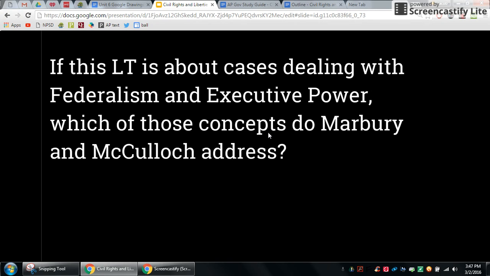One of these cases, the Marbury case and the McCulloch case, addresses both federalism and executive power. The other one only addresses federalism. You decide which is which. Think that through, come up with that answer in your head, talk to your neighbors if need be later on.